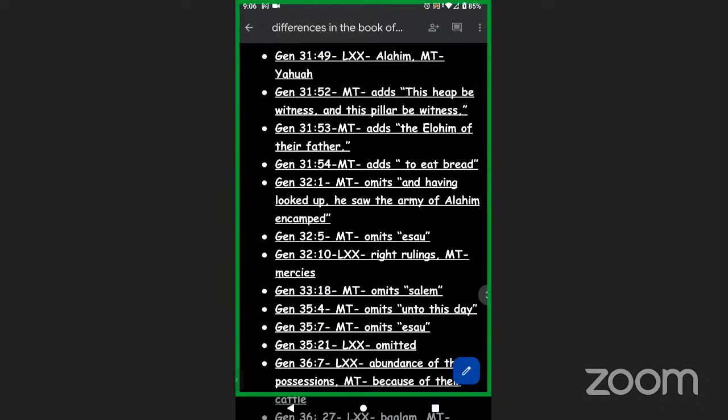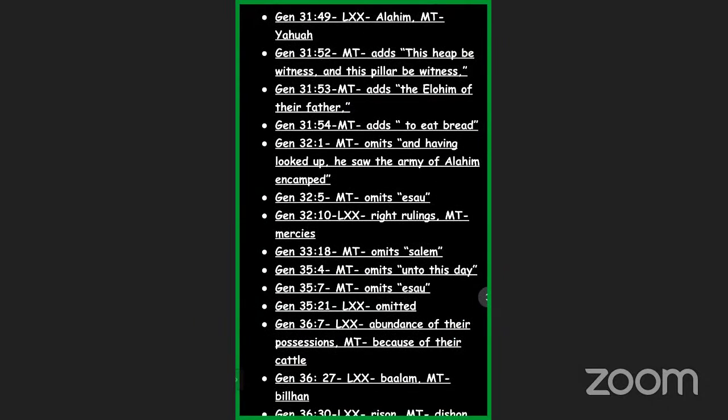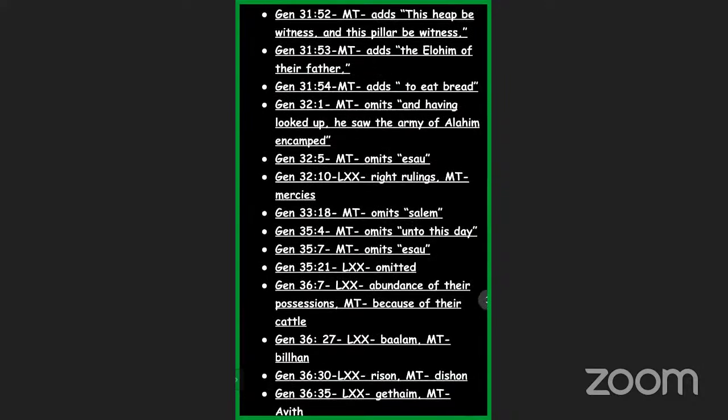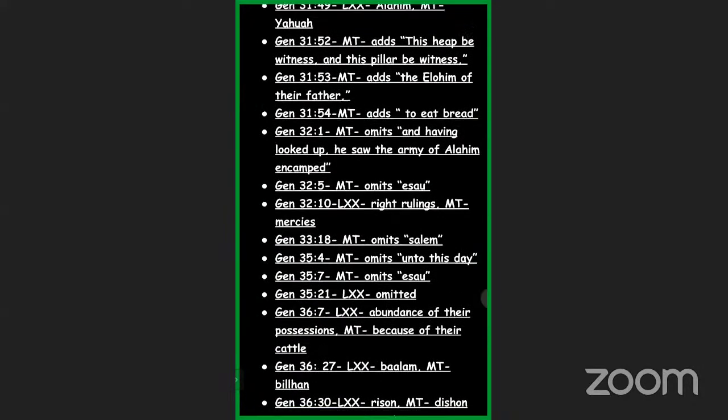Okay, so we're up to Genesis 31, verse 49. Yeah, there's a lot in chapter 31, guys. There's a lot. Genesis 31:49, LXX has Elohim. Masoretic text has Yahuwah. So in this exception to the rule, you have the Masoretic text actually honoring the Father's name rather than a title. So this is the one seldom time, or there's very few times I take the Masoretic over the Septuagint, but this time I do in Genesis 31 verse 49. So anyway, we're going to the next one here.